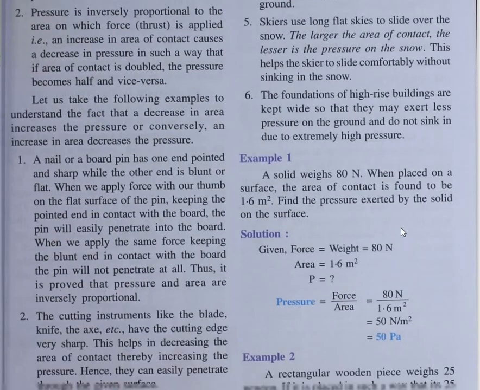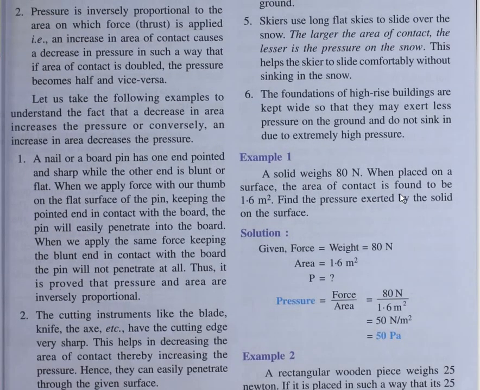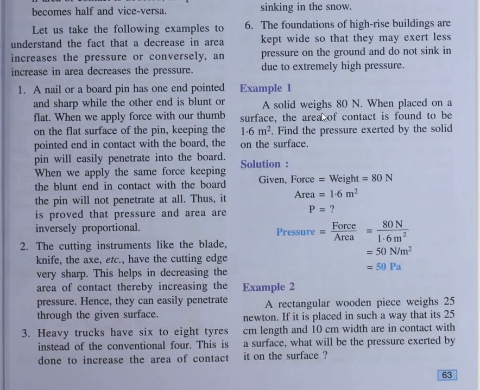The foundations of high-rise buildings are kept wide so that they exert less pressure and do not sink into the ground. For example, here's one example. A solid weighs 80 Newton and is placed on a surface, with a contact area found to be 1.6 meters square.